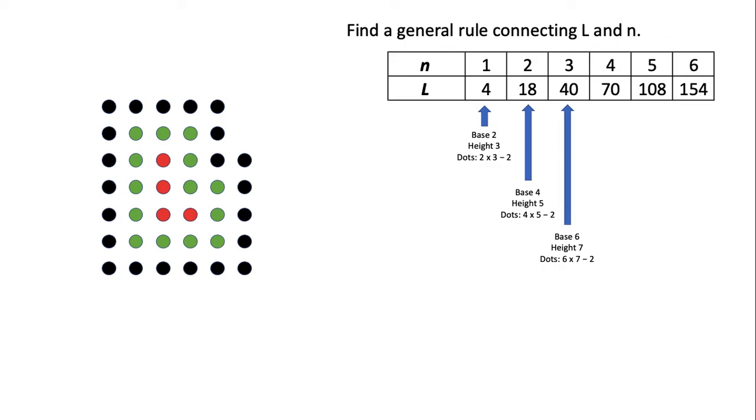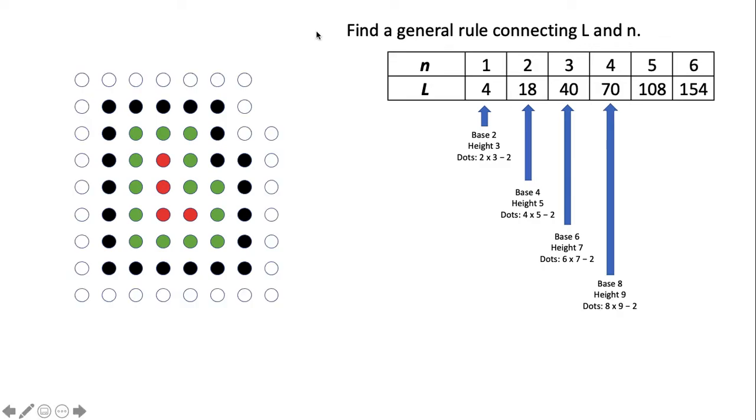So because they're going up in 2s, you can expect that there'll be a 2n in the rule. And then the heights are just going 3, 5, 7, so also up by 2 every time. So you can expect there to be a 2n in that rule. The next one, 8 times 9 minus 2. So you can see it's going 2, 4, 6, 8. There's a pattern to that. The pattern is that the base is always 2n.